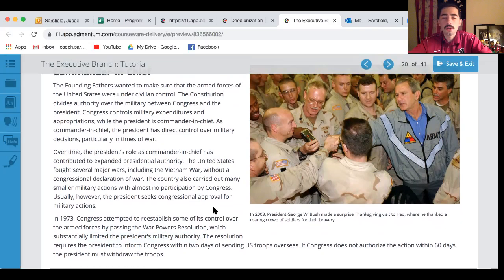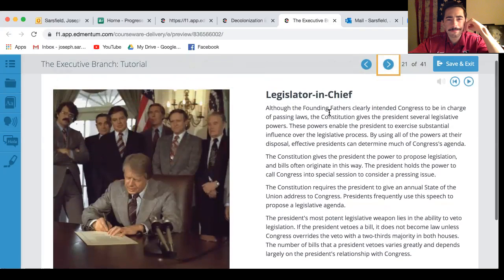But as you know, in the Middle East, we're still involved. It's called a conflict. It's not actually a war. So a lot of gray area there.